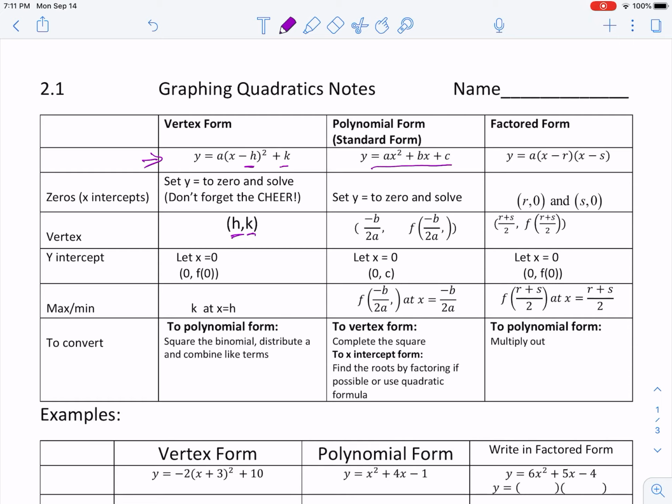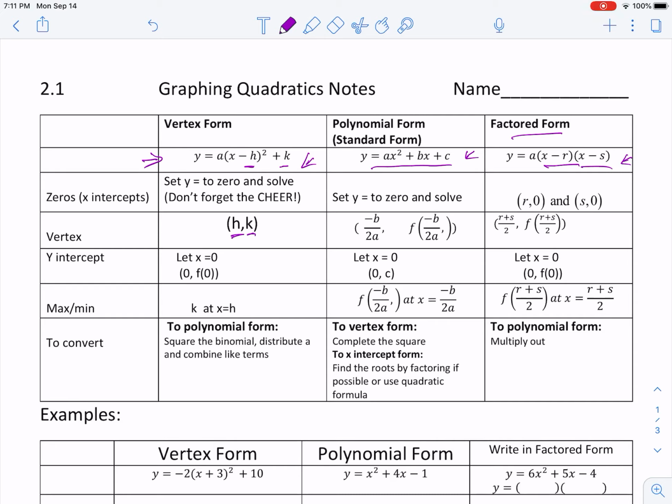You have standard form, which is when you use the quadratic formula, and factored form, which you don't use very often, but it's very helpful because you can find the roots fast. This one you can find the vertex quickly, this one you can find the roots quickly, this one you can find the y-intercept. So depending on what you're looking for, it might affect the form you want.